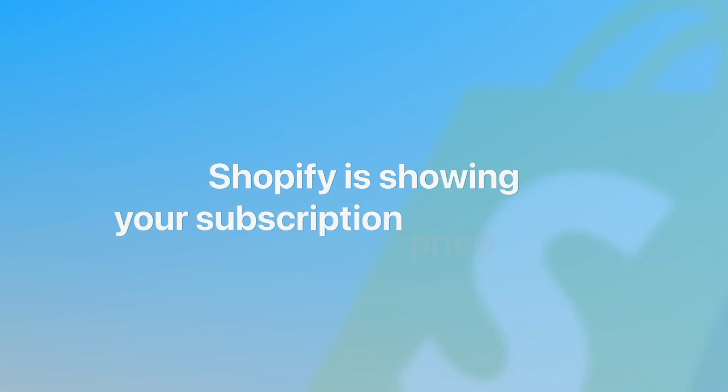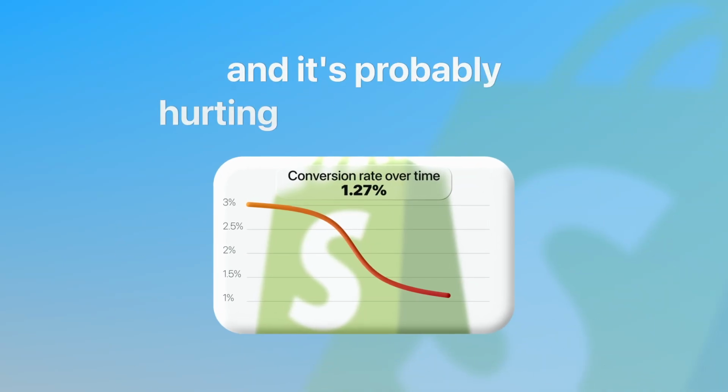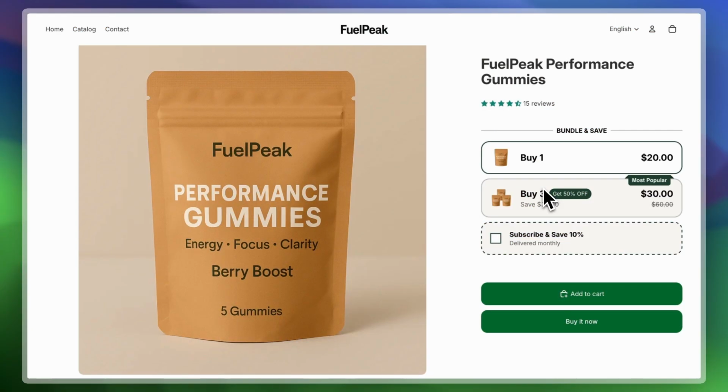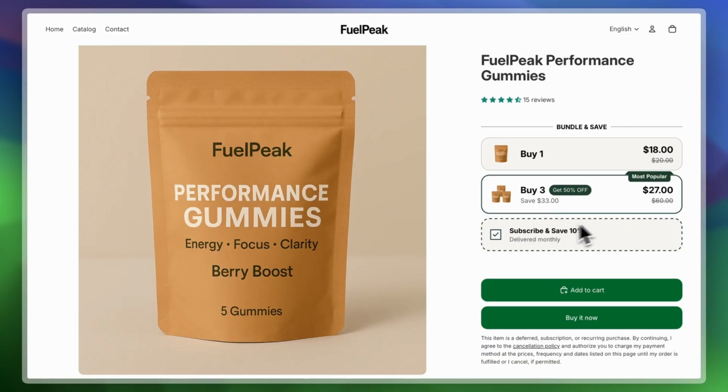Shopify is showing your subscription price wrong, and it's probably hurting your conversions. So here's what's happening. Let's say you're selling a product for $20, and you have a bundle deal. Buy 3, get 50% off. And if the customer subscribes, they get an extra 10% off, so the total drops from $60 to $27.